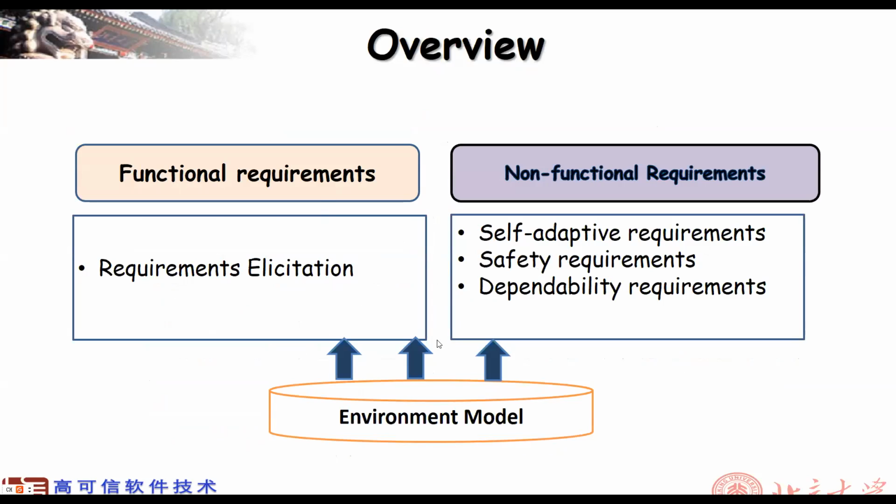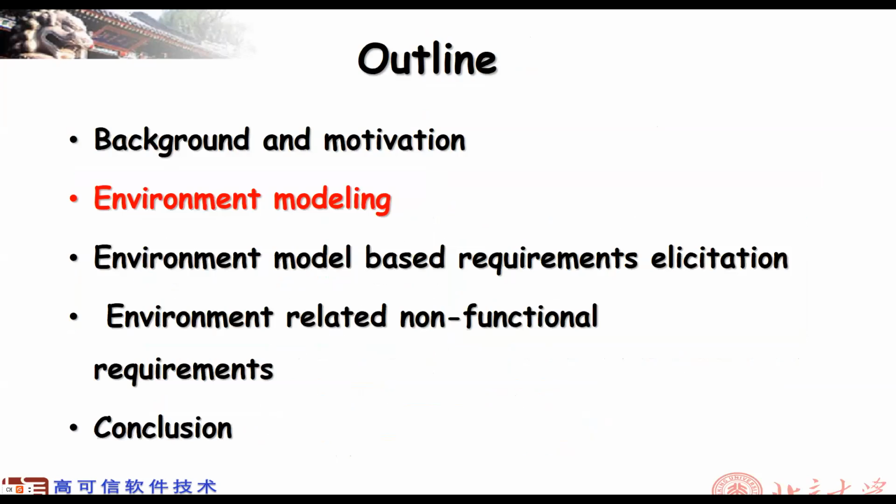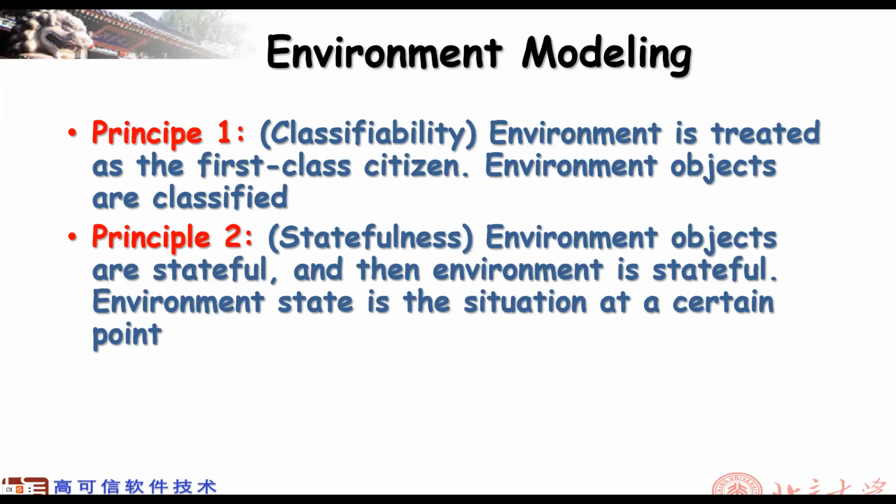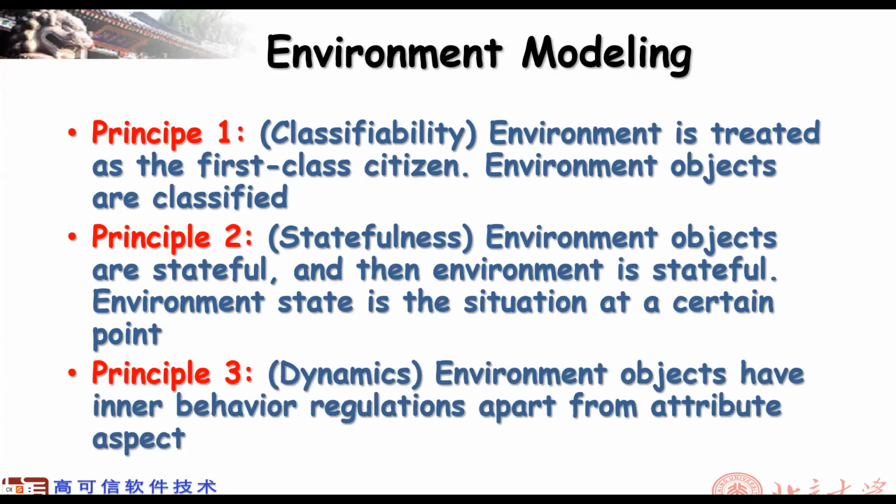Basically, in this lecture, we want to show you how to build the environment model and how it can be used in requirements elicitation and in some non-functional requirements. So first, we start with environment modeling. Environment modeling has three principles. The first principle is classifiability. The environment is treated as a first-class citizen, and the environment objects need to be classified. Second is statefulness. The environment objects are stateful, and the environment is stateful. The third principle is dynamics. Environment objects have inner behavior regulations apart from the attribute aspects.